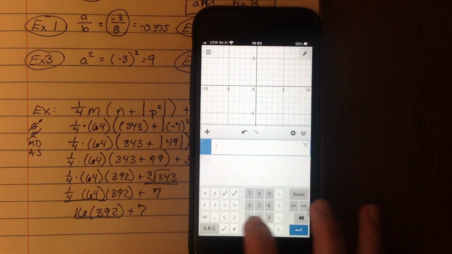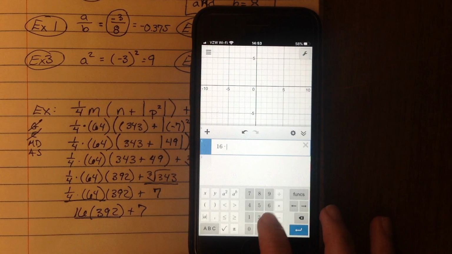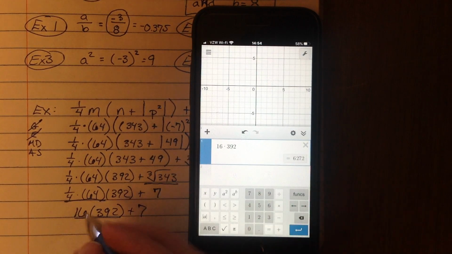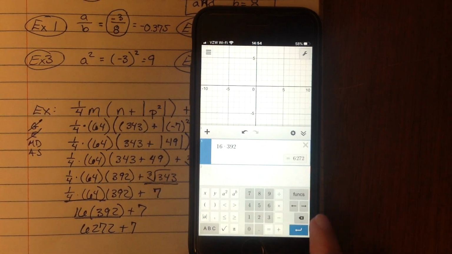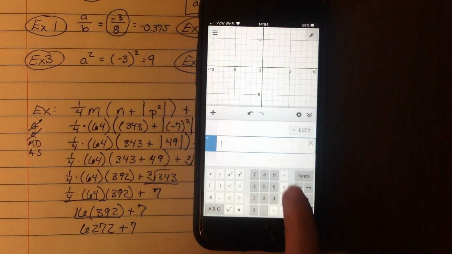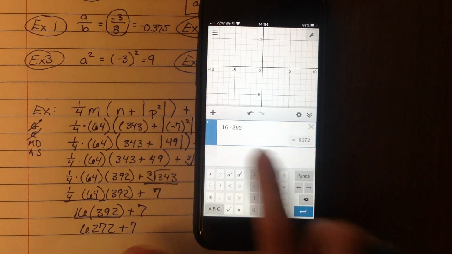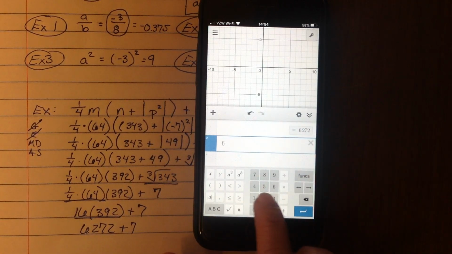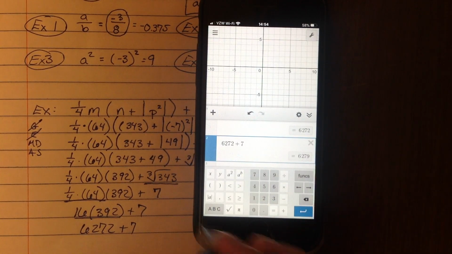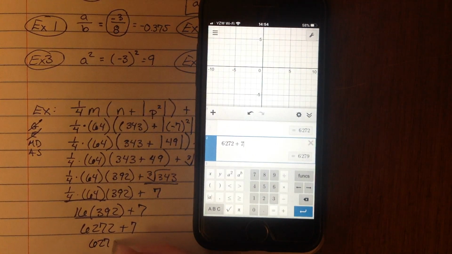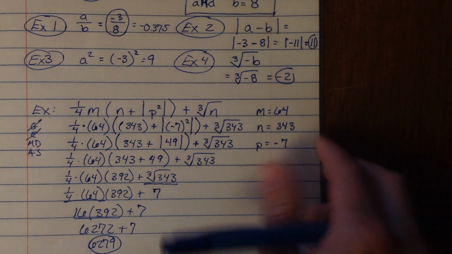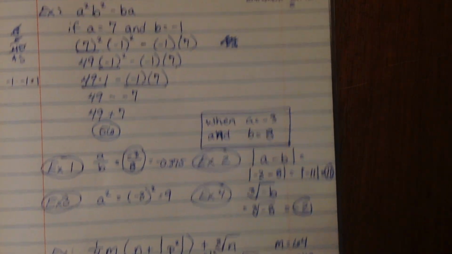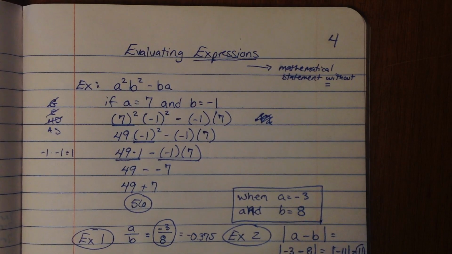I'm going to multiply 16 times 392. You get 6,272 plus 7. Now, I've already got that answer in there, so I can just go down to the next line, look at my answer here, 6,272 plus 7, and my final answer is 6,279. And that is evaluating expressions. Make sure you have all of those notes written down and you're ready to practice.